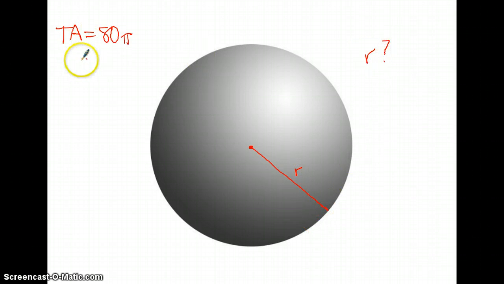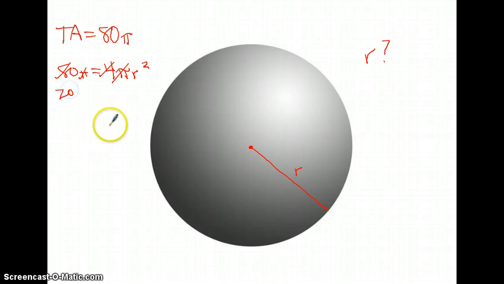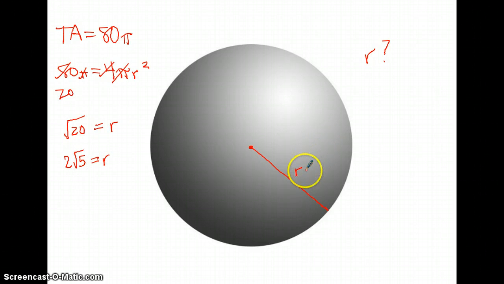Well, I know that the total area is 80 pi. 80 pi is supposed to equal the area, which is 4 pi r squared. You can fast forward if you know where this is going. Divide both sides by pi, divide both sides by 4. r is the square root of 20, which I don't like to leave that way. I like to bring that 4 out as a 2. I have 2 square root of 5. And you could get a decimal for that if you wanted to. There's a question like that in the do now.